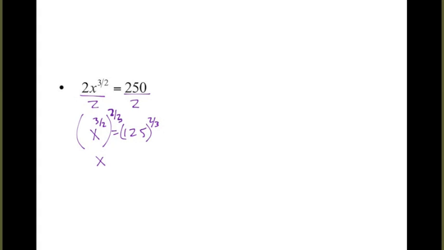Now for this 125 to the 2/3, I'm going to write it as power and root. We learned back in lesson 1 that the top is a power and the bottom is a root. So then we can evaluate this. The cube root of 125, what number times itself 3 times is 125? 5. And 5 squared is 25.